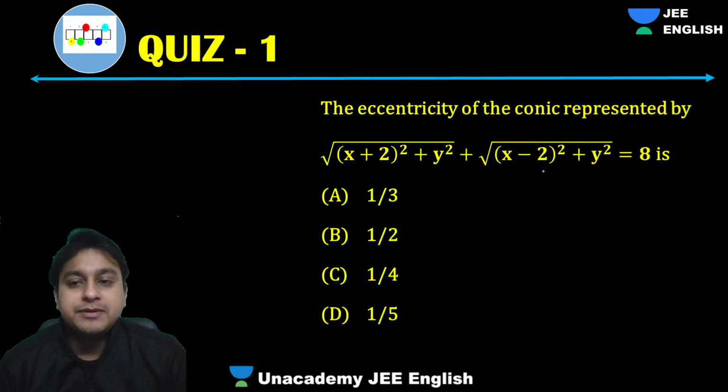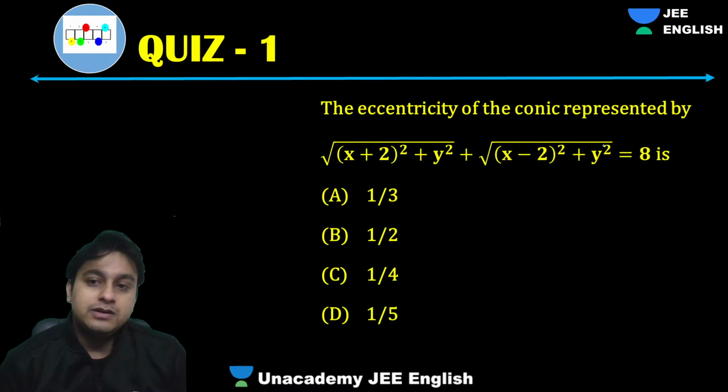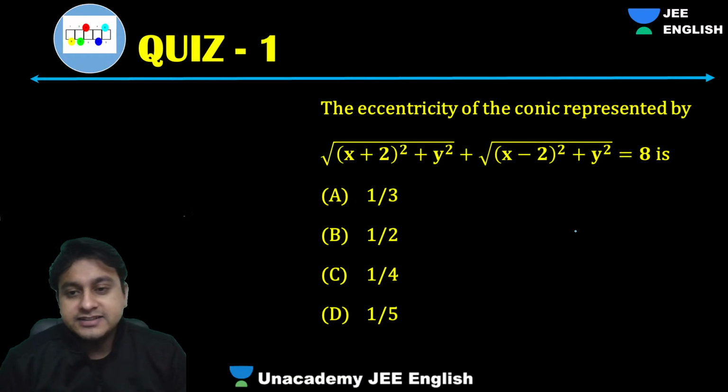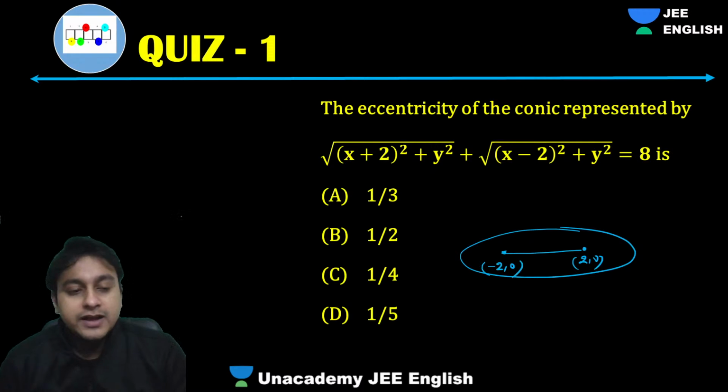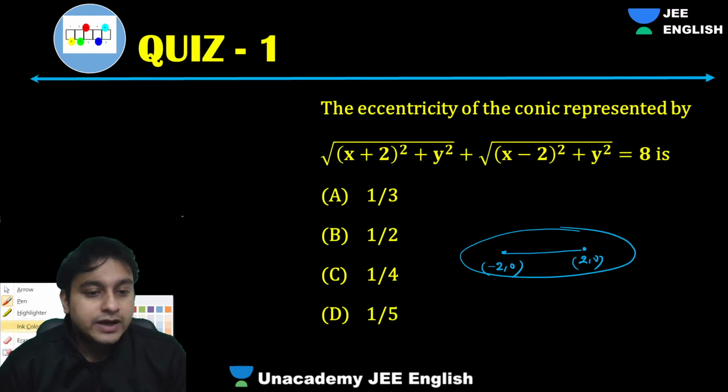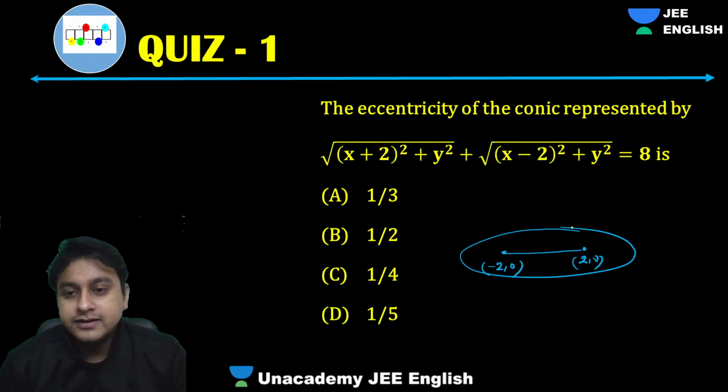The eccentricity of a conic is represented by this. So what will be the conic, guys? Tell me, which form is it given? Isn't it looking like a distance from two points, guys? Right? We have a point here. Let's suppose this is the point 2 comma 0, and this is the point minus 2 comma 0, and this is a point x, y. Yes, this is something like x, y.